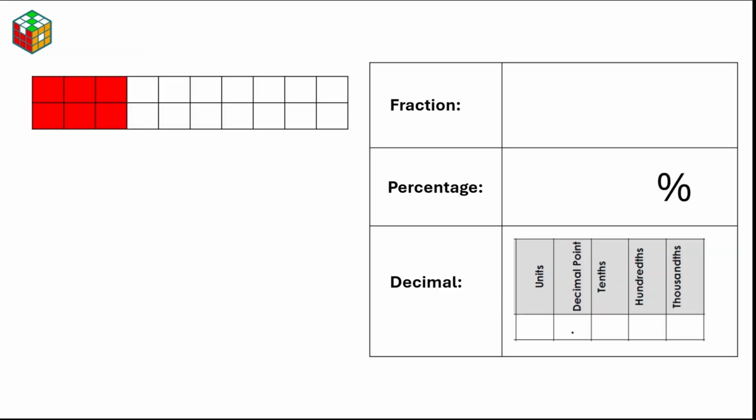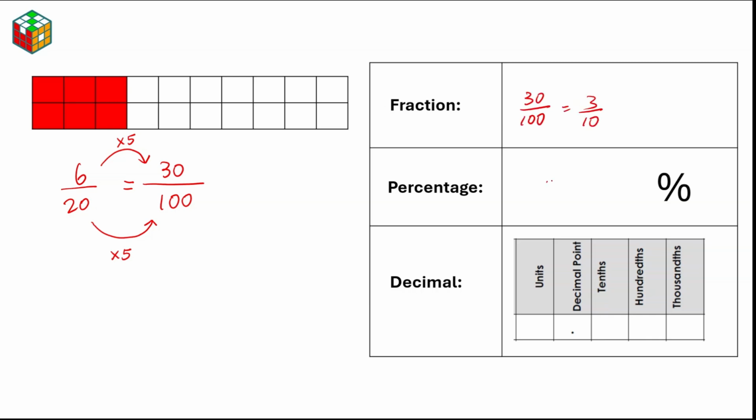You may want a quicker method. I have 6 out of 20. And I need to force the denominator to be 100, as if I have the 100 grid to help me out. 20, to make it into 100, I can times it by 5. I will do the same for my numerator so that I have 30. Now I have a fraction, so I can have my answer as 30 out of 100. Or my percentage is 30%. And my decimal is 0.3.